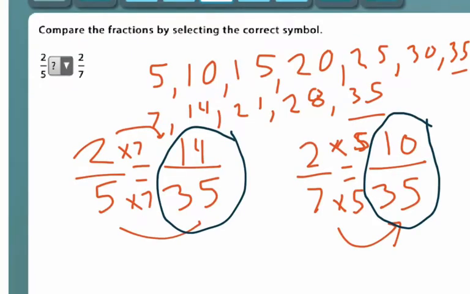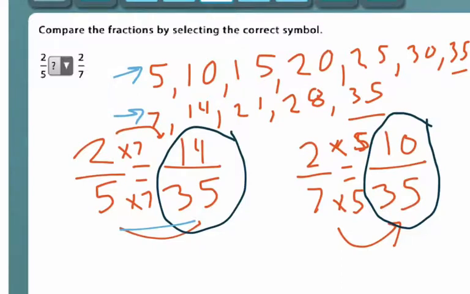Similarly to the first problem, I've used a strategy of finding equivalent fractions with like denominators. So I do the multiples of 5 and the multiples of 7, and then you multiply the denominator by a multiplier, 7, to get 35. And you have to do what you did at the bottom to the top. You get 2 times 7 is 14.